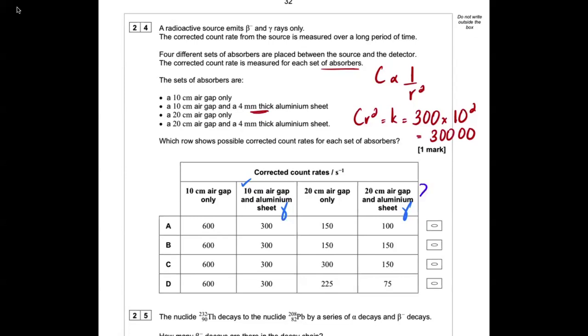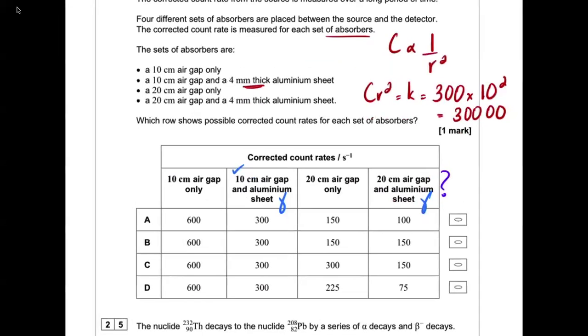So when I want to find out what the radiation is here, I know that because the distance has doubled, the count rate is supposed to be a quarter of what it is. So for that I can use the equation again, since C equals k over r square. This time it's going to be 30,000 over r square, which is 20 square, and this turns out to be 75, right? So it's actually this column here, which is option D. So this was also a very technical question.